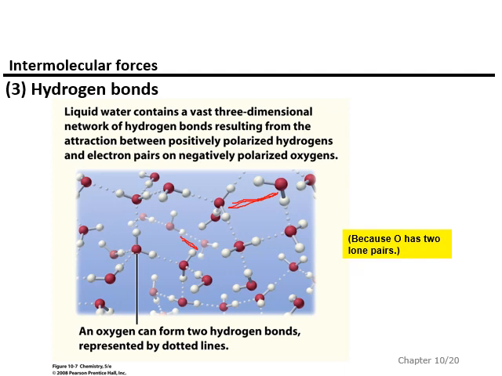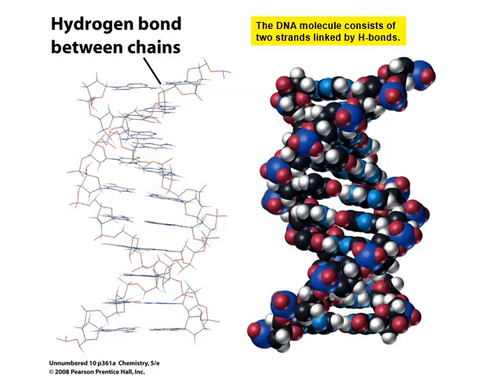And so what happens is you wind up with a lot of air pockets in ice. That makes ice less dense, and that's different from almost everything else. And the reason, again, is because of hydrogen bonds. Next slide.